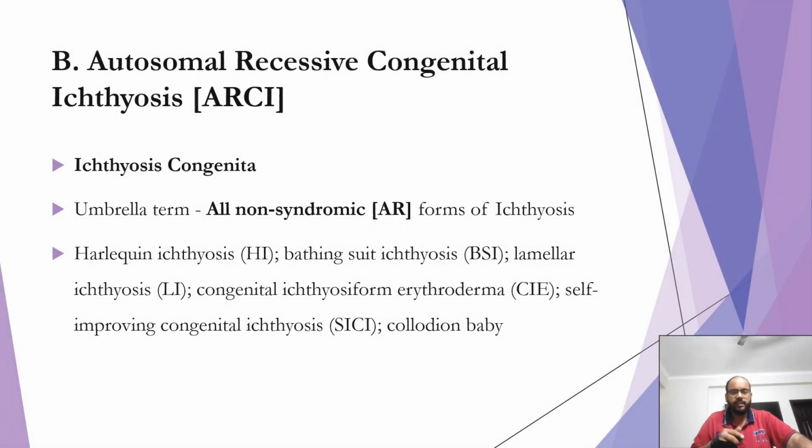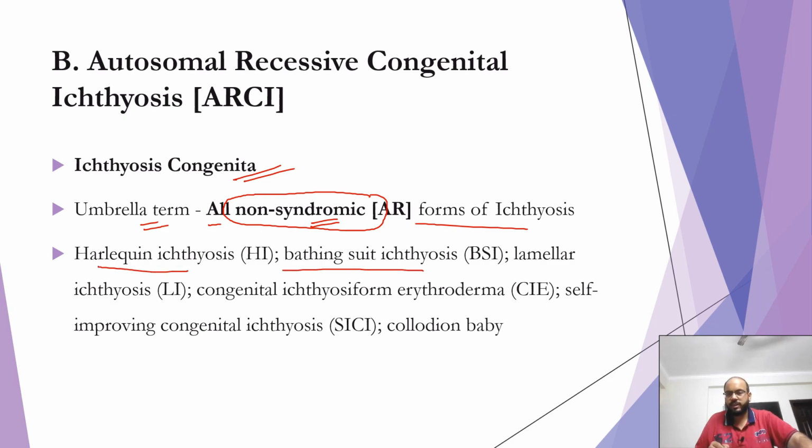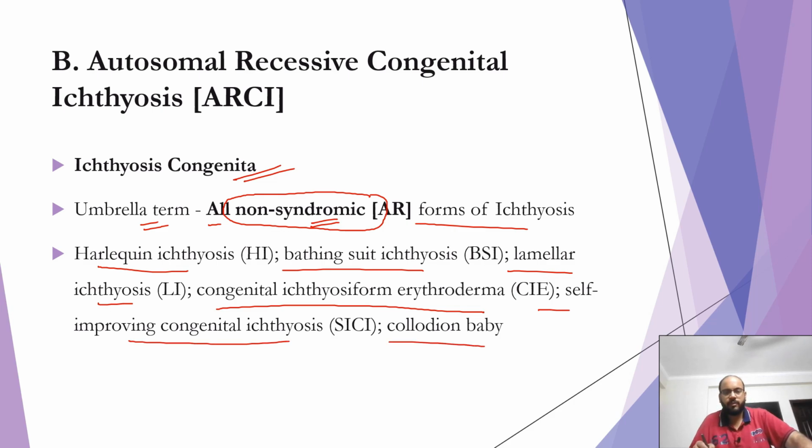The general features of ARCI. Now, ARCI is also known as Ichthyosis congenita. It's an umbrella term which includes all non-syndromic autosomal recessive forms of ichthyosis. Remember, non-syndromic. If it is syndromic, it's a separate group altogether. ARCI includes Harlequin ichthyosis, bathing suit ichthyosis, lamellar ichthyosis, congenital ichthyosiform erythroderma, self-improving congenital ichthyosis, and Collodion Baby. So let's move forward and discuss each one of them in detail.